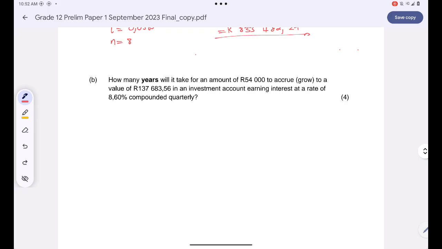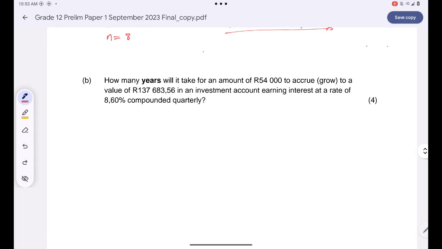Okay, and then now we are being asked how many years it will take for an amount of 54,000 to accrue or grow to a value of 137,683 rands 56 cents if an investment account earns interest at a rate of 8.60% per annum compounded quarterly. We are just looking for the number of years it will take for this amount of money to grow to that amount of money.